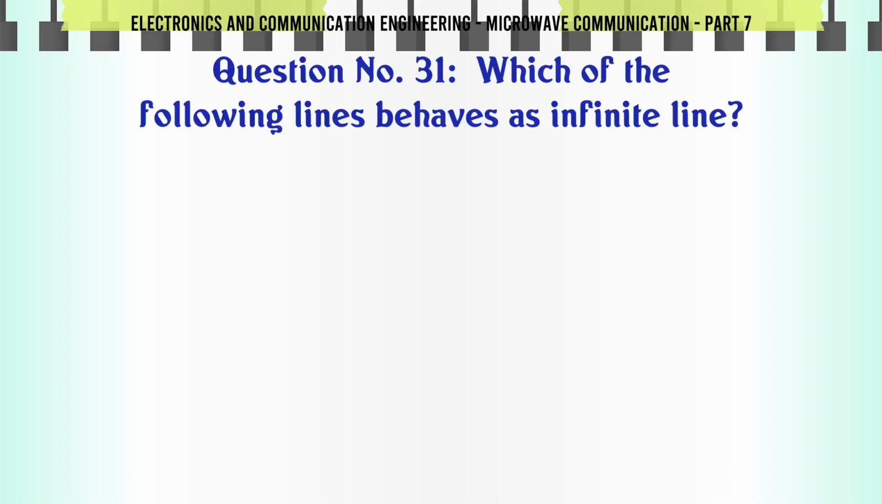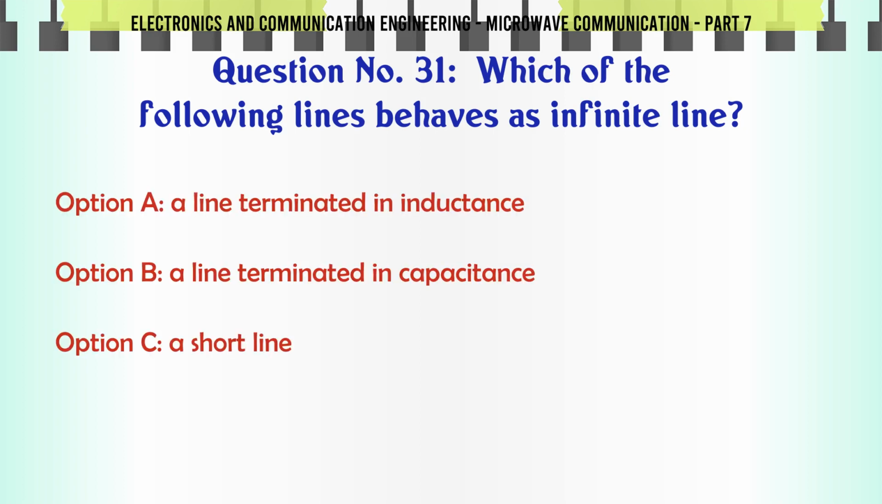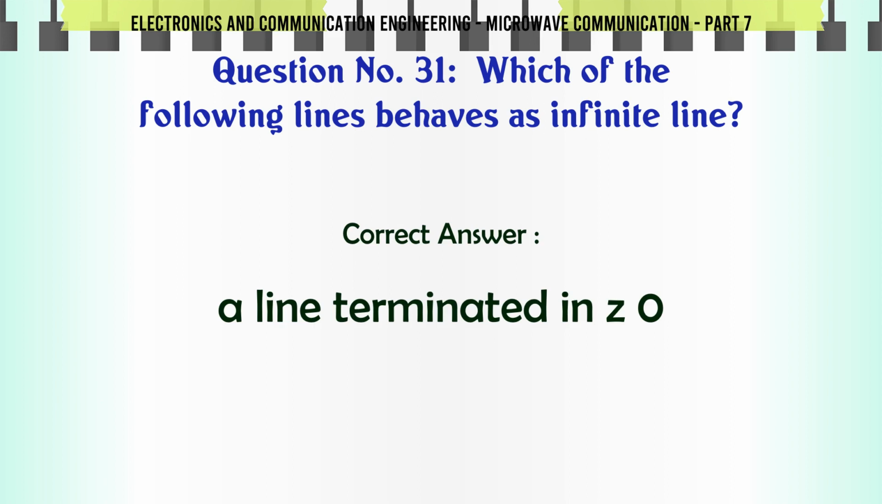Which of the following lines behaves as infinite line? A. A line terminated in inductance, B. A line terminated in capacitance, C. A short line, D. A line terminated in Z0. The correct answer is a line terminated in Z0.